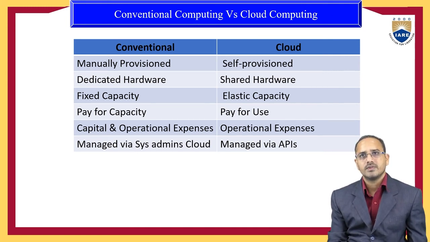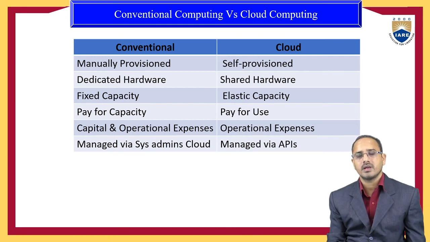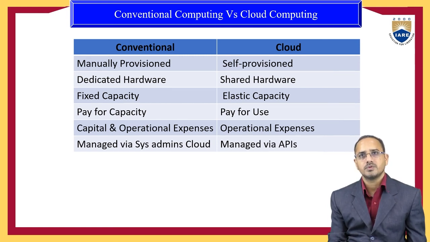So the differences between the conventional model and the cloud model: the conventional is manually provisioned, whereas the cloud is self provisioned, right? In the conventional, you need manual interaction in order to provision the resources, whereas on the cloud, you need not depend on anyone, and it is self provisioned.